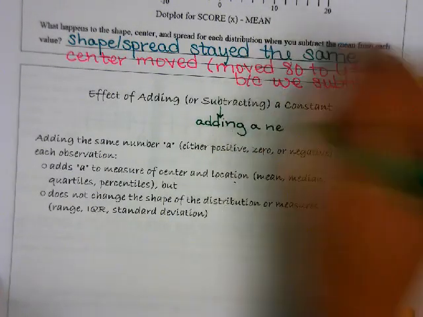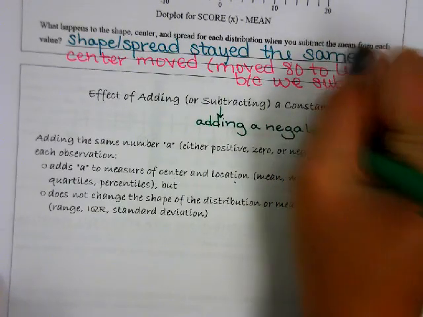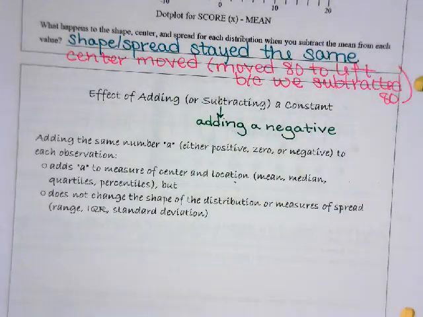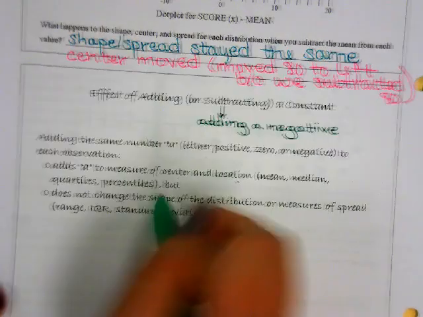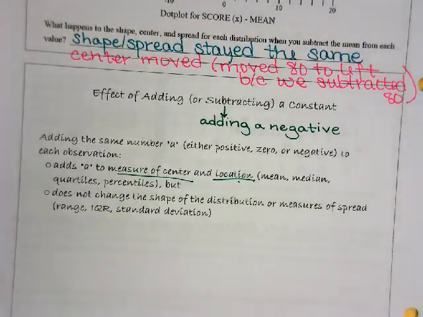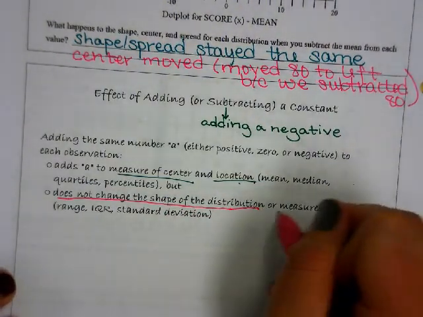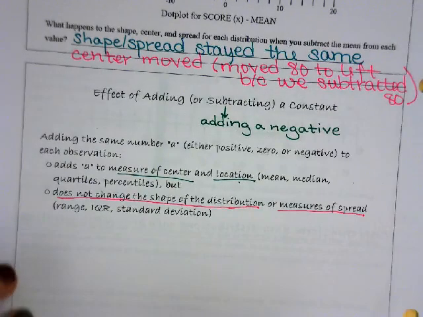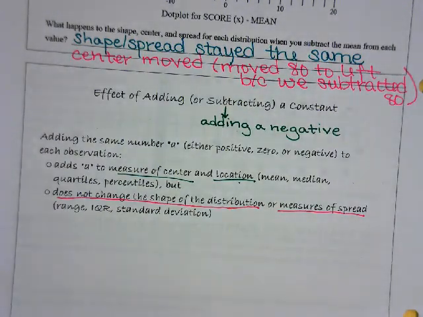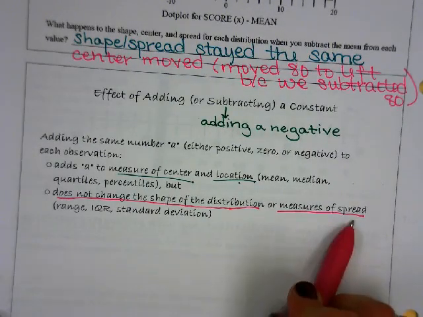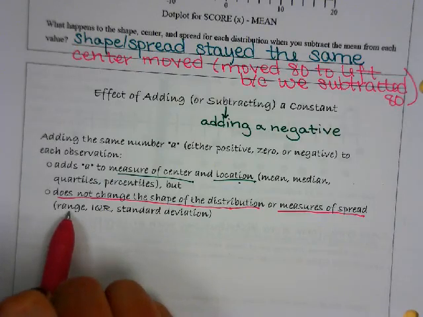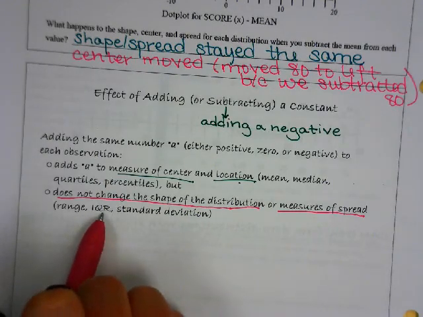So they use the word add. So it changes your measure of center and location. It does not change the shape of the distribution or the measures of spread. So we saw that our spread stayed at 38 from the warm-up, still 38 when we subtracted the mean. So measures of spread don't get changed. We focused on range, but it also applies to the IQR and the standard deviation of the data.